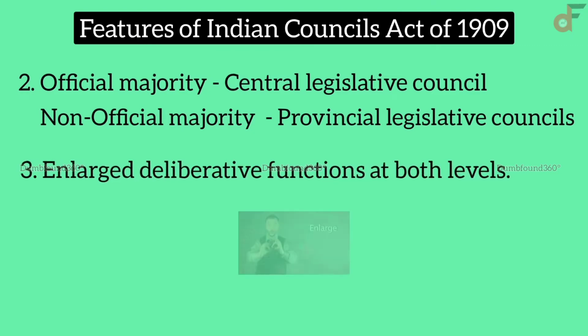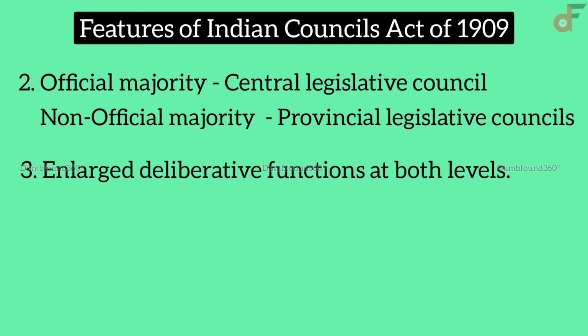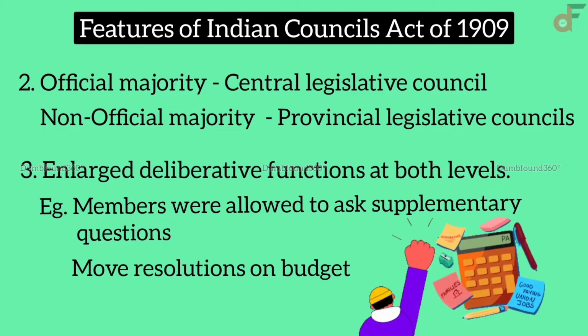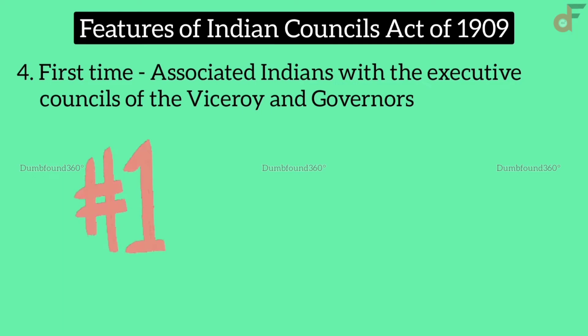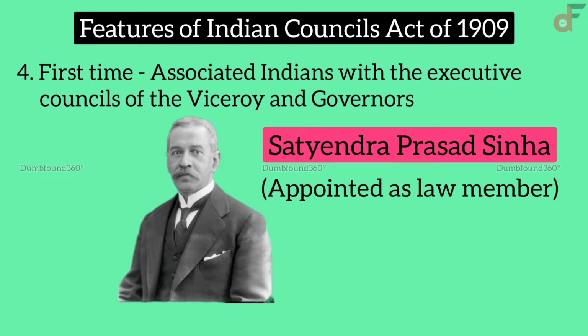3. It enlarged the deliberative functions of the legislative councils at both the levels. For example, members were allowed to ask supplementary questions, move resolutions on the budget, and so on. 4. It provided for the first time for the association of Indians with the executive councils of the Viceroy and governors. Satyendra Prasad Sinha became the first Indian to join the Viceroy's Executive Council. He was appointed as the law member.